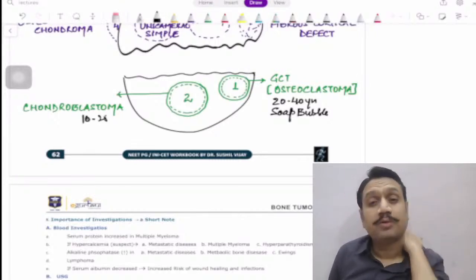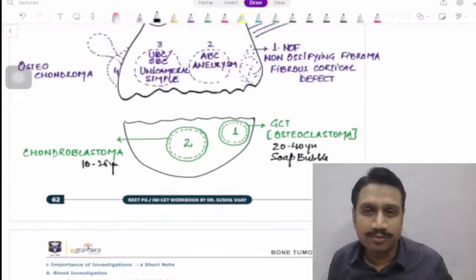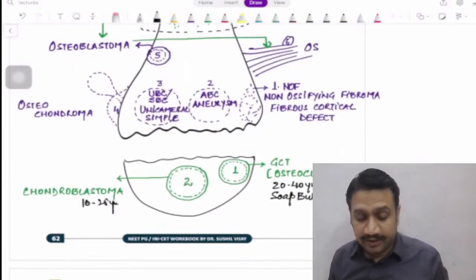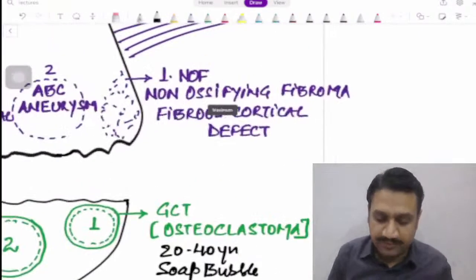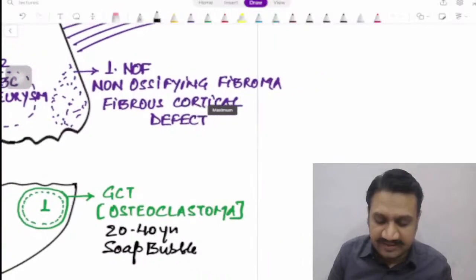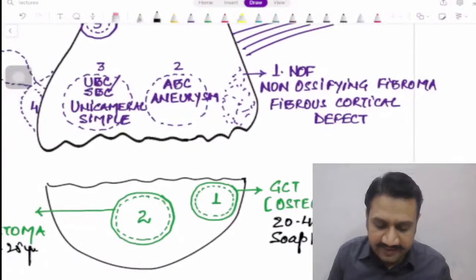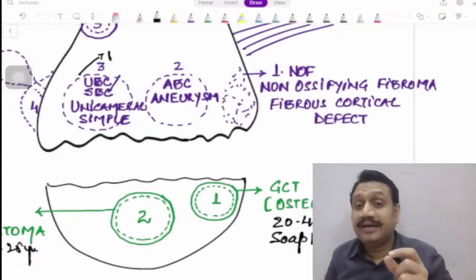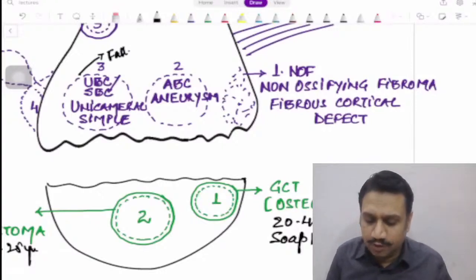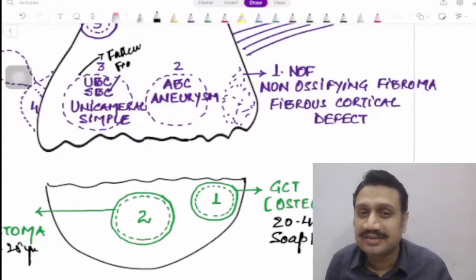Then in the metaphyseal area, we have different lesions like NOF. NOF is the most common benign lesion of the bone. It's not a real tumor. NOF. ABC and UBC, how to make a difference? Both are cystic lesions, both are benign. And in UBC, what do we find? In UBC, we can see the fallen leaf sign, or what you call the fallen fragment sign. And in ABC, what do you find? You will find the soap bubble appearance, the septated soap bubble appearance at the metaphyseal area, right?